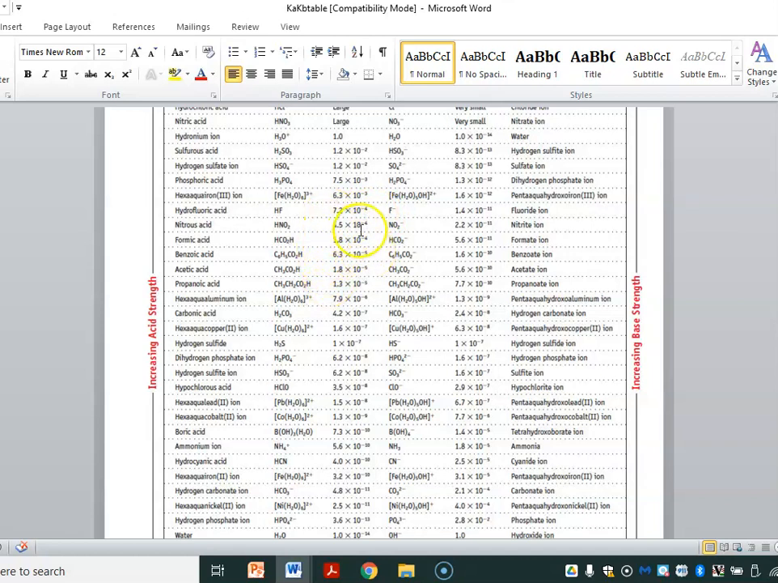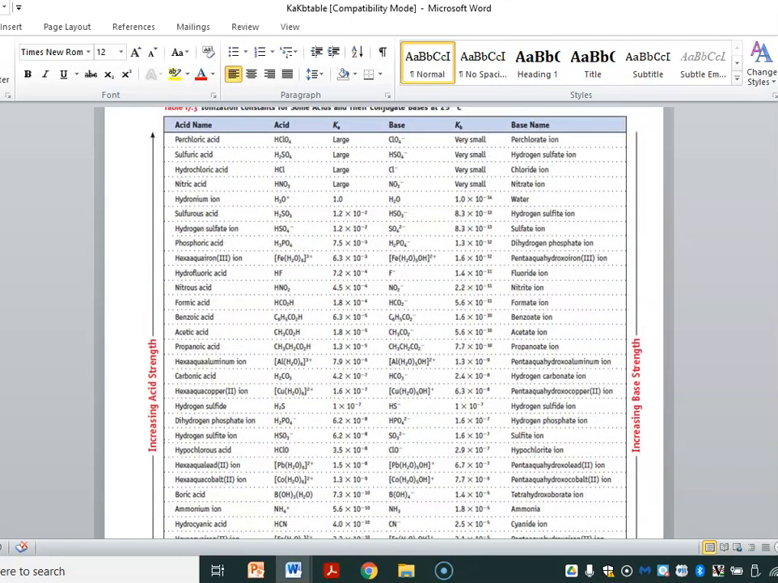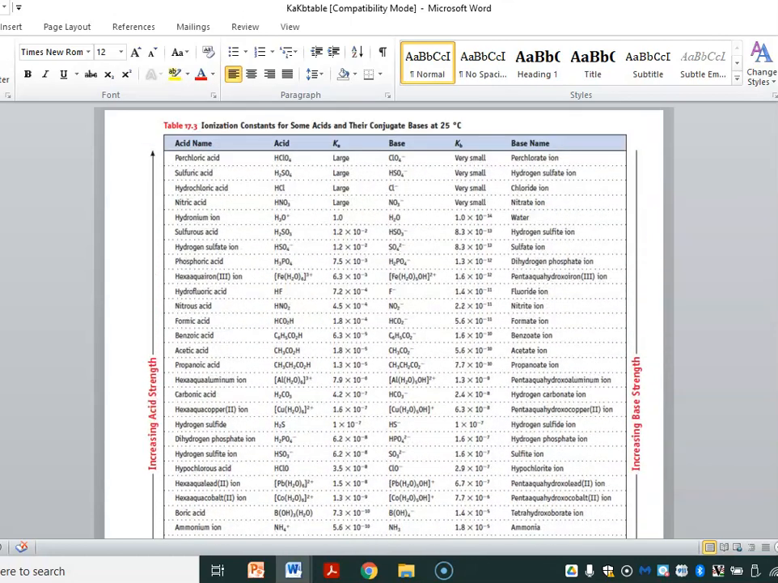C6H5CO2H, nitrous acid. I had ammonium in there, and water's on there, but again, water is going to be 10 to the negative 14th. It's going to be equal to that Kw. So this is a chart that you will use when you're trying to compare strengths, relatively speaking, of acids and bases to one another.